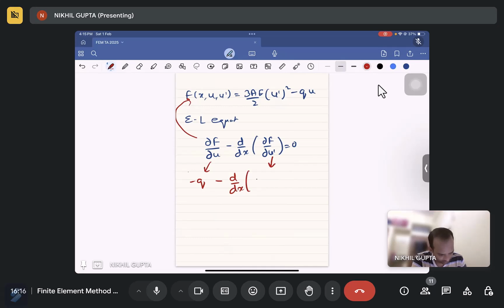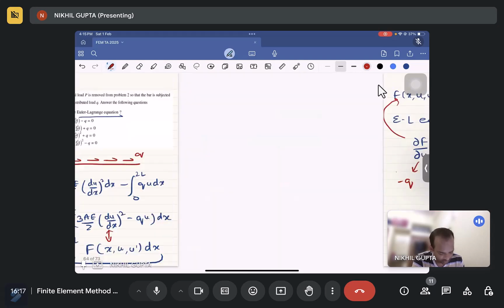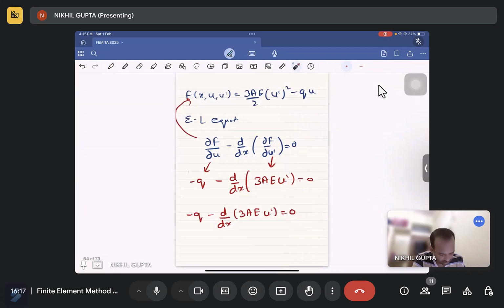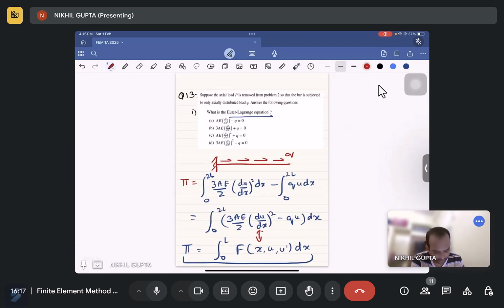3AE into du/dx. Okay, 3AE into u dash, directly you can write. Yes. So this should be equal. So your Euler-Lagrange equation is d by dx of 3AE u dash equal to 0. So this is the solution, which is 3AE du/dx, plus q equals 0. So you can directly make it positive, and the solution is B. Everyone clear with this? Should I repeat?